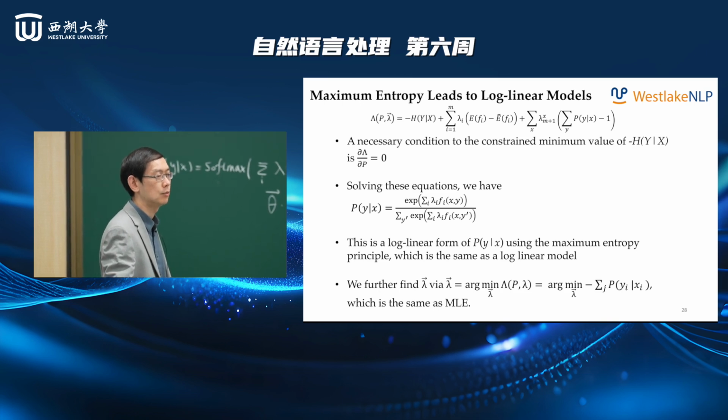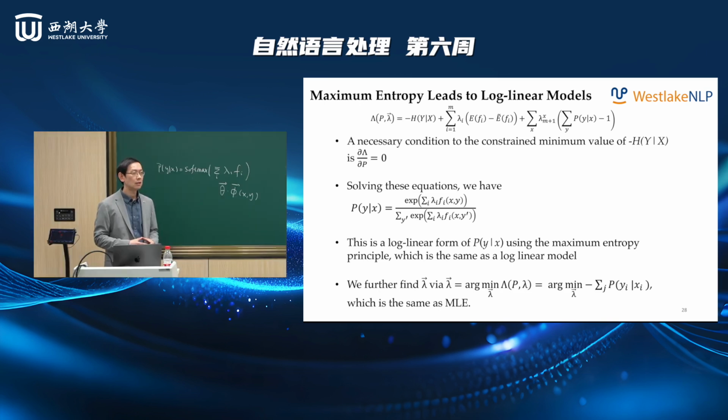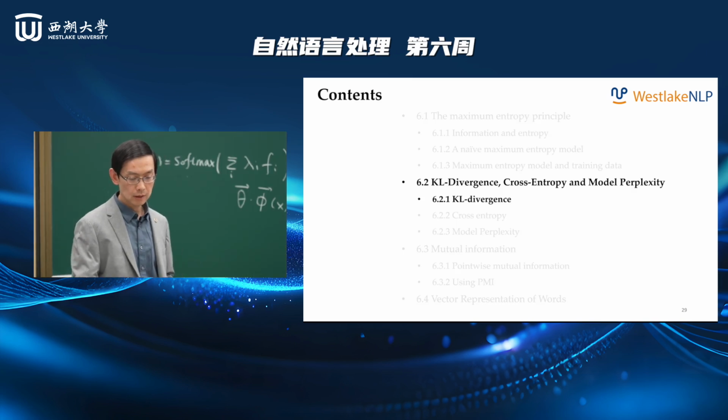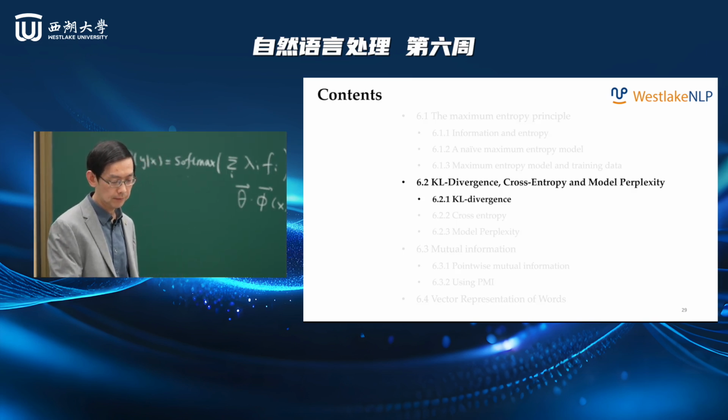Okay, let's take a small break. Now let's consider some other metrics. So we are going to discuss several information theoretic measures between two distributions of the same random variable. So first, let's look at a measure called KL divergence.